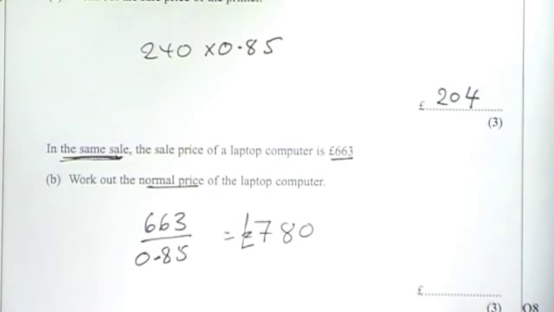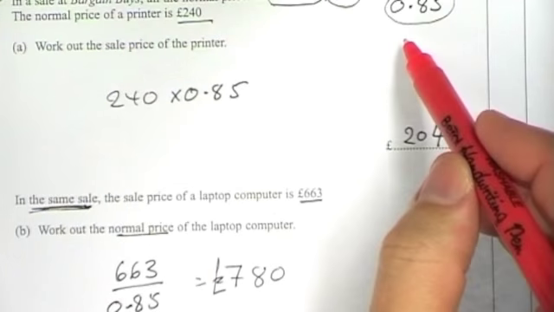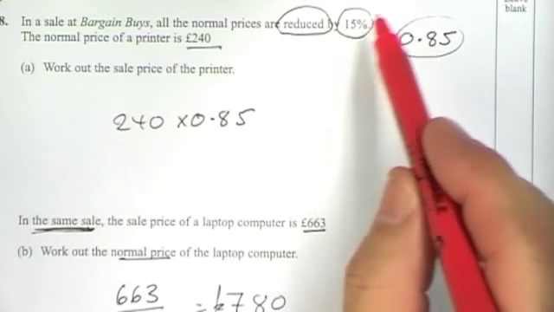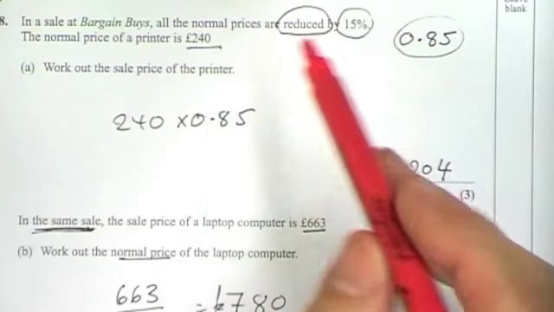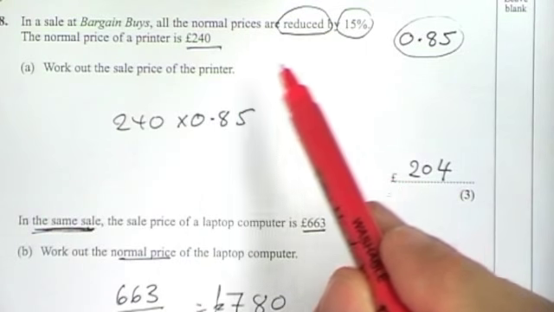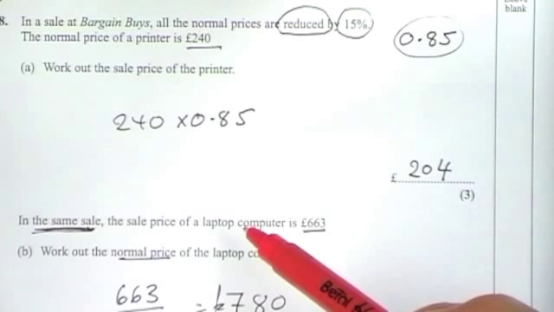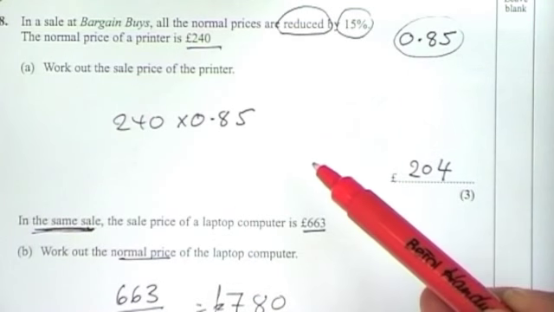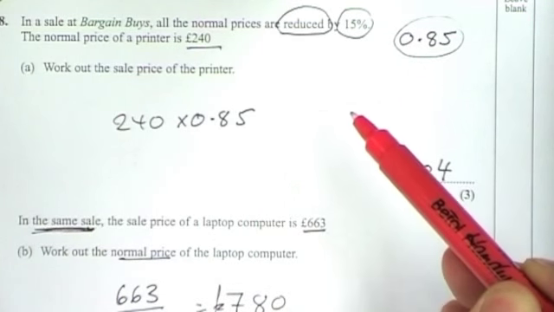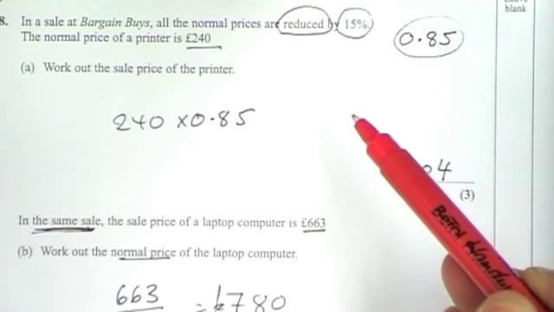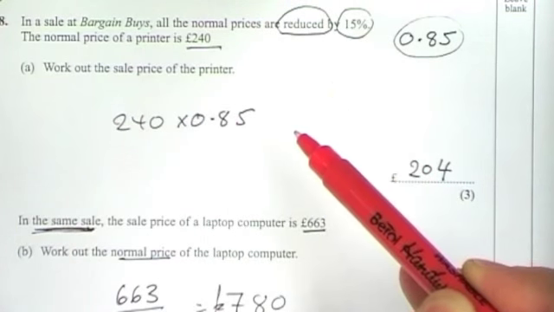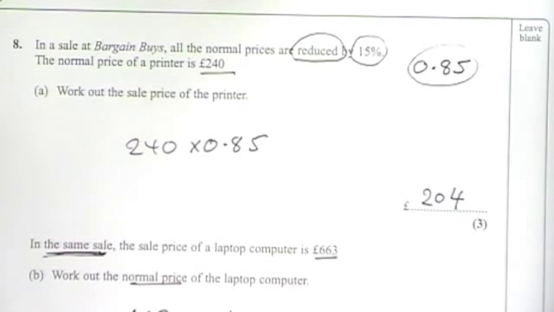Just to re-emphasize, whenever you get a percentage increase or decrease question, always find the multiplier. I know a lot of people decide to work out 15% of 240 and then they go and take that away from the original price. That method will work for a normal percentage increase or decrease question, but not for the reverse one. When you get a percentage increase or decrease question, always use the multiplier method.